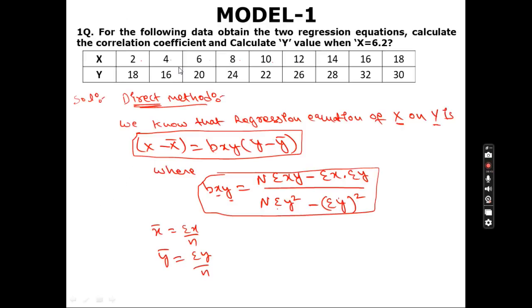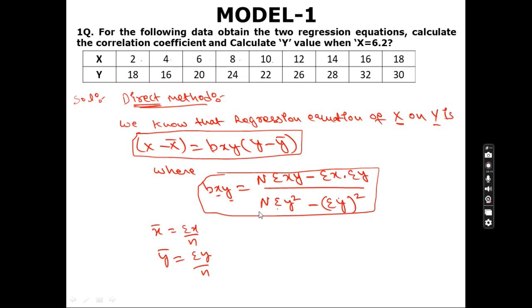Now what I'm taking here, x values are given. The x values are 2, 4, 6, 8, 10, 12, 14, 16 and 18.